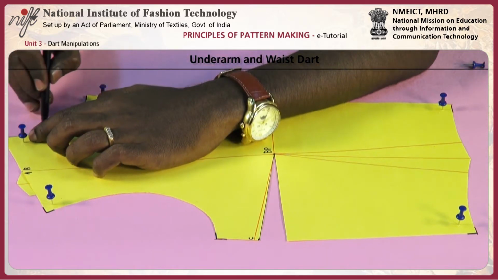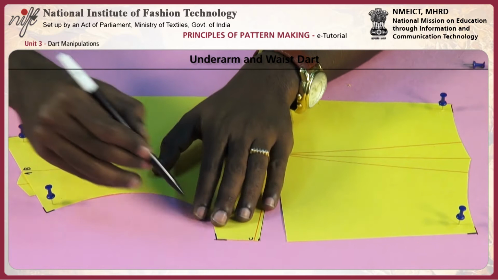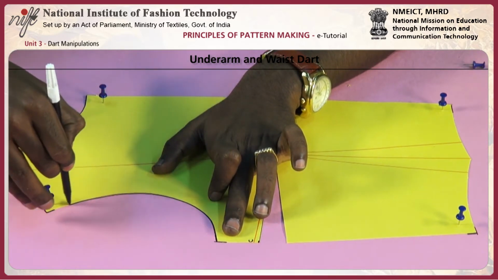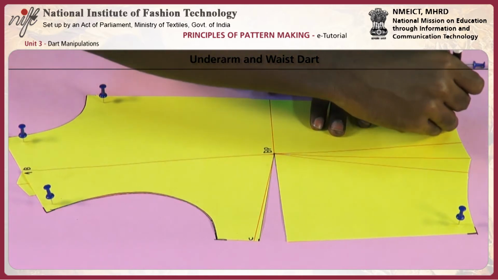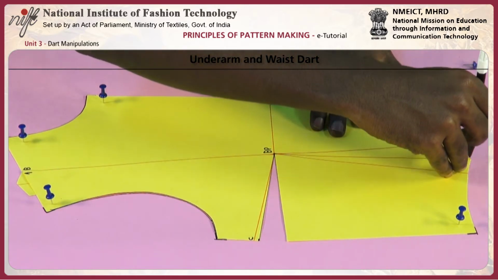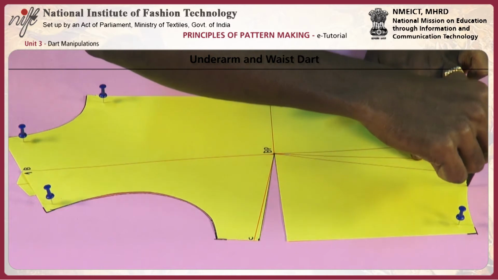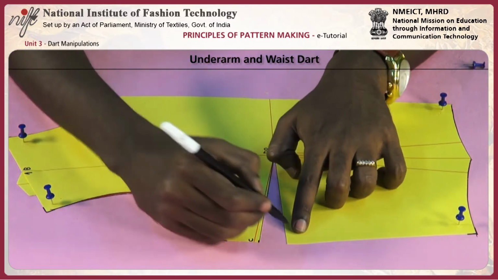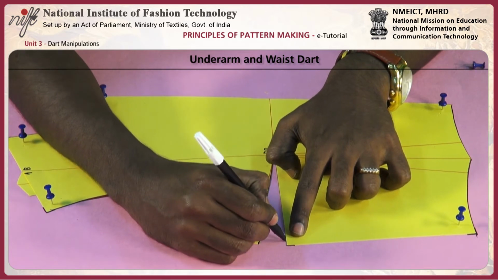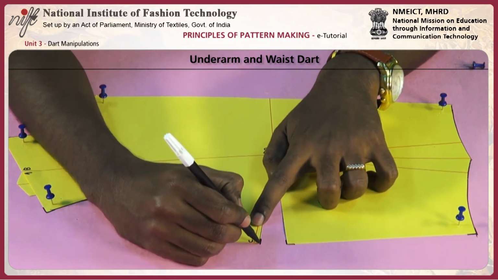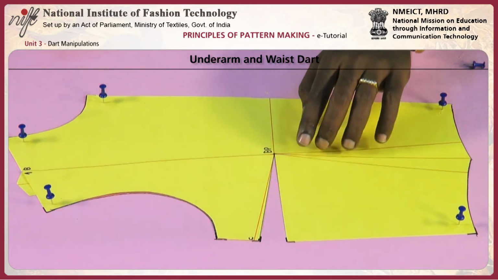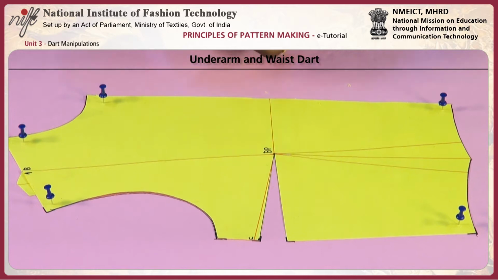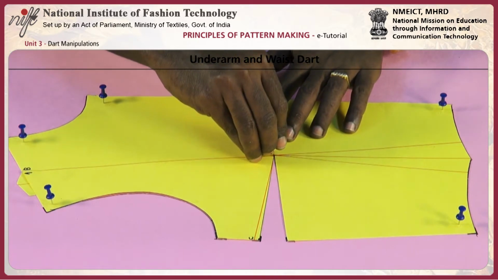Draw the neckline, draw the armhole, draw the waistline, then make the L mark for the underarm dart. Mark the bust point.